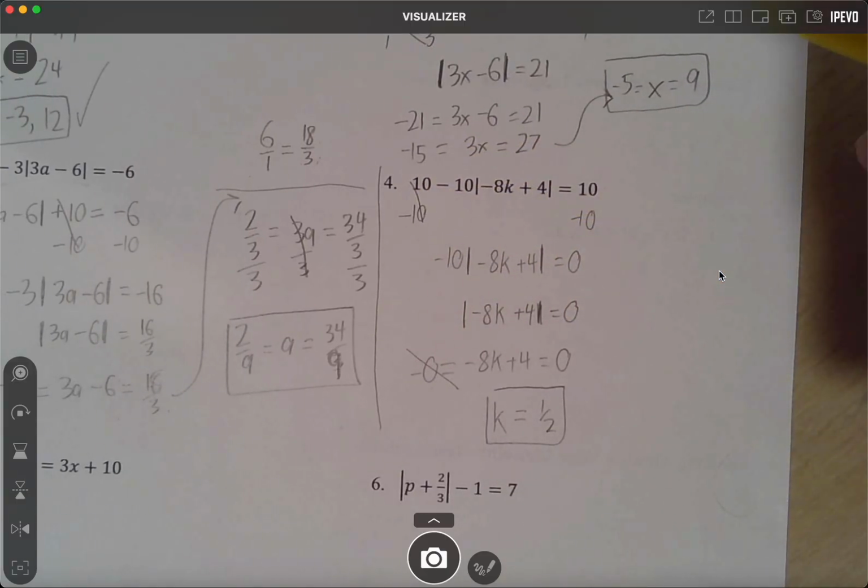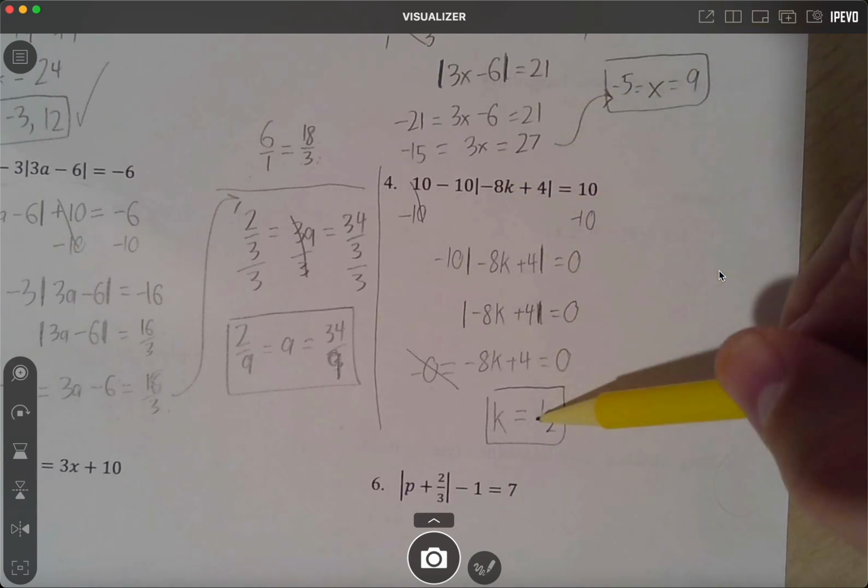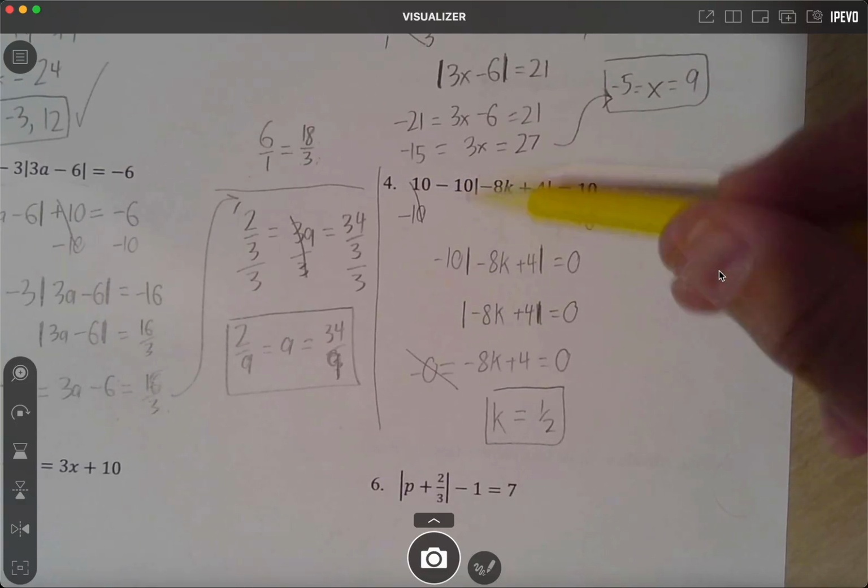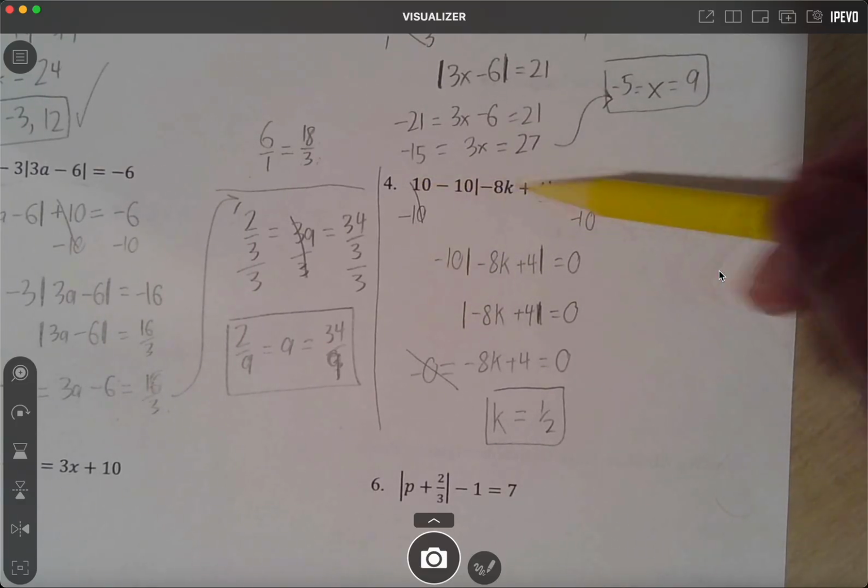I know I said that really quick, but please, please, please practice checking. Your absolute value inside should end up being 0. -10 times 0 is 0. So you're just left with 10 equals 10.